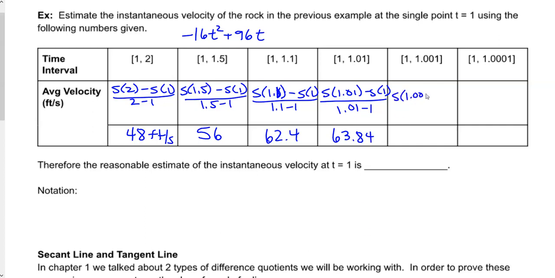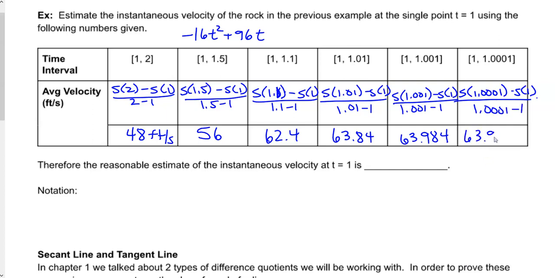You get the idea, hopefully. I mean, if you want to write it all out, that's fine. I will write it all out just so that you have it. If you do this, you will get 63.984. And the last one, s of 1.0001 minus s of 1 all over 1.0001 minus 1. Then you get 63.994.